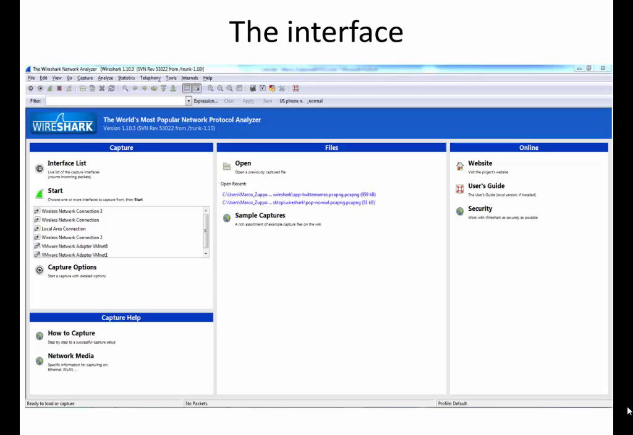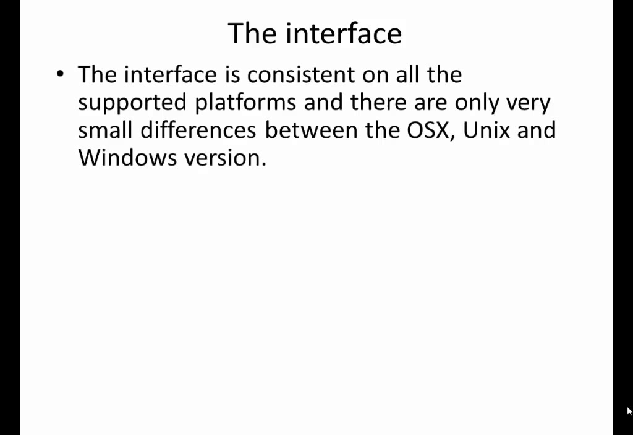This is the interface of Wireshark. The interface changed a little bit in the latest version. This is the latest one, and now we will see how to use it. It is very well organized. One very good thing about Wireshark is that it is available on different platforms, and the interface is consistent between all the platforms. That's fantastic, because you can use it on Windows, on macOS, and on Unix. The interface will be mostly totally the same.